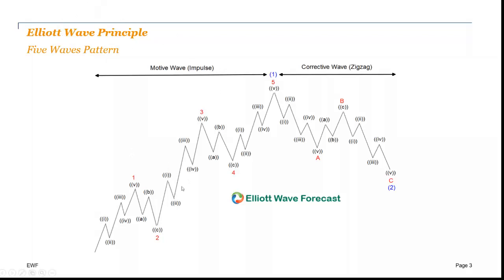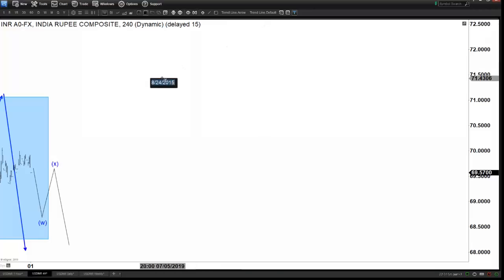Now within the motive, you have impulse. Everybody is probably familiar with impulse if you have some basic knowledge. But then there is another type of 5 waves called diagonal. We will talk about that also. So you have 2 different types of motive waves: one is impulse, another one is diagonal. In the corrective, we have different types. The most important ones are the zigzag, then the flat, and then what we call the triangle. The triangle is not really that common, I would say.